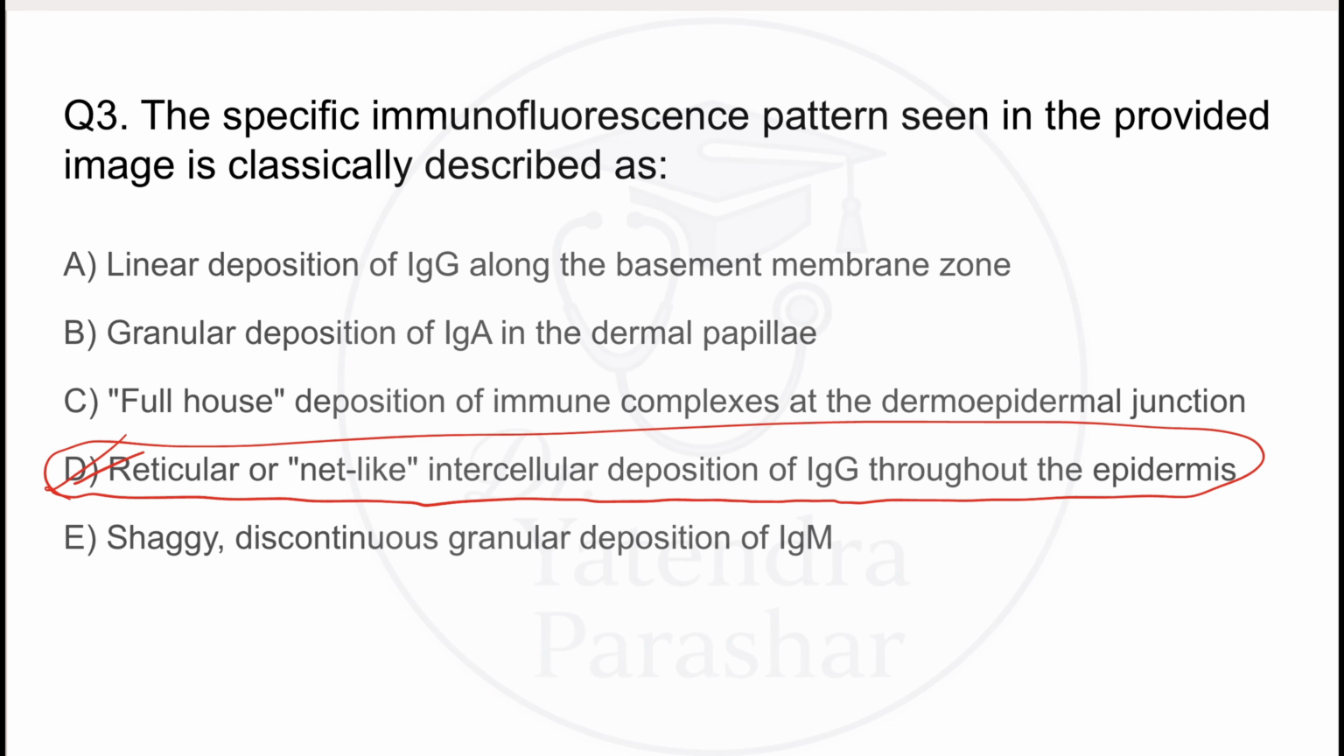Let's see the other options also. Option A, linear deposition of IgG along the basement membrane zone. This is seen in cases of bullous pemphigoid or epidermolysis bullosa acquisita. Option B, granular deposition of IgA in the dermal papillae. This is seen in cases of dermatitis herpetiformis, which is the skin manifestation of celiac disease.